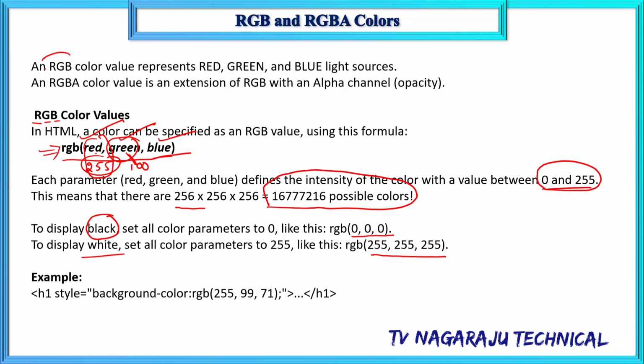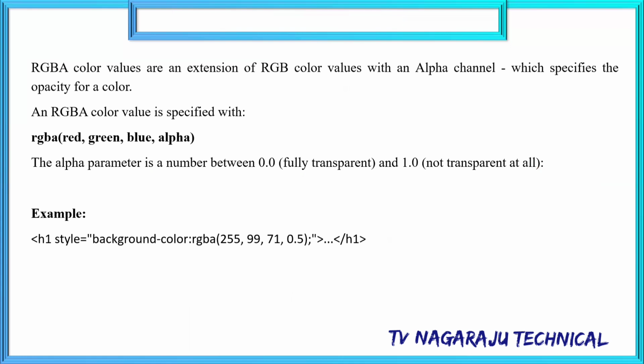This is RGB. What is meant by RGBA? The A, simply, for this RGB we are adding the opacity. So alpha. Remember, this alpha value is between 0.0 and 1.0. 0.0 means fully transparent. Whatever color we have given by using red, green, blue, if you give 0.0 the color is fully transparent. 1.0 means not transparent.